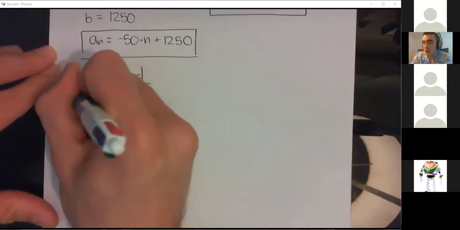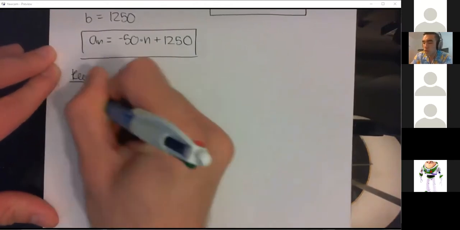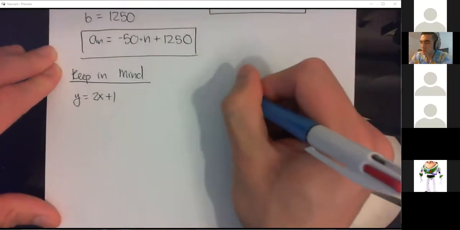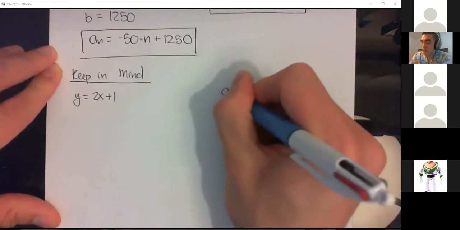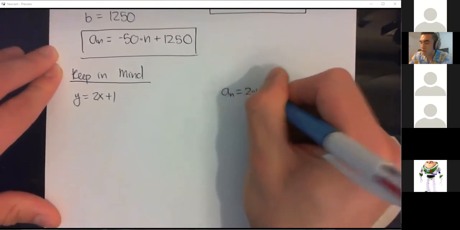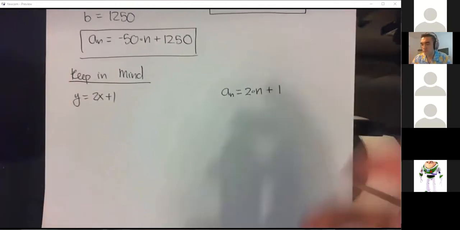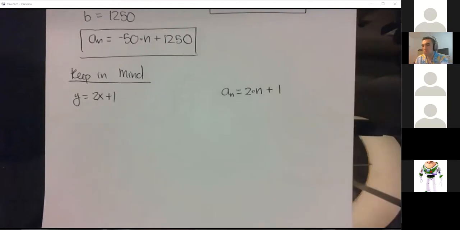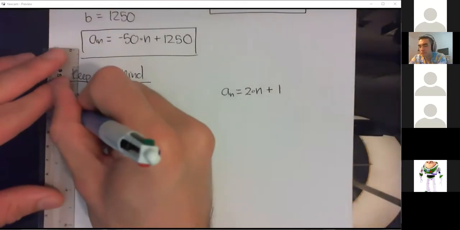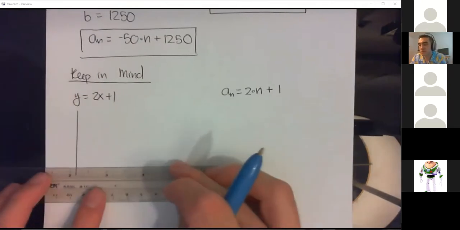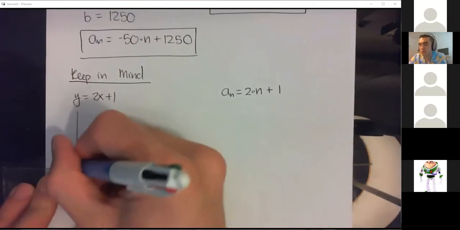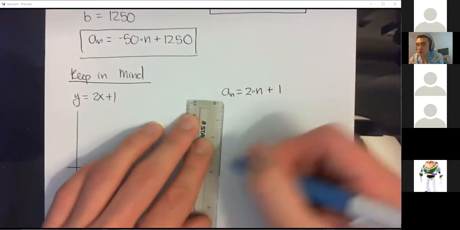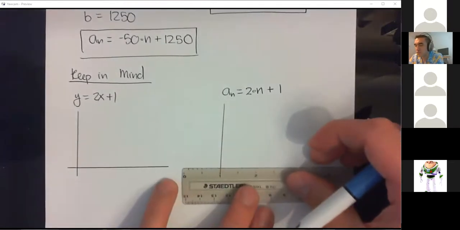So I want to compare and contrast the function y is equal to 2x plus 1 versus the arithmetic sequence a sub n is equal to 2n plus 1. So what's similar about these? What's different about them? Let's start off with a similarity. How are they similar?